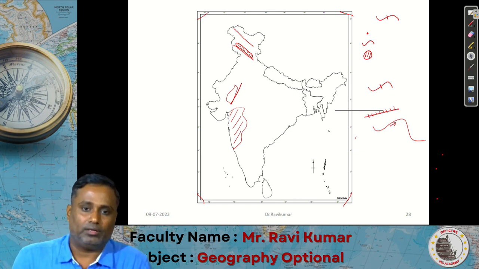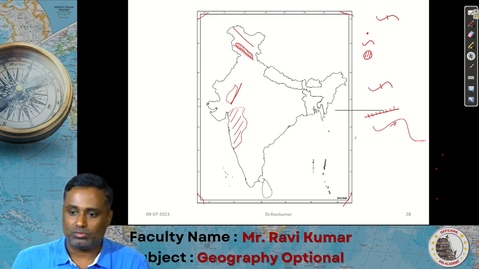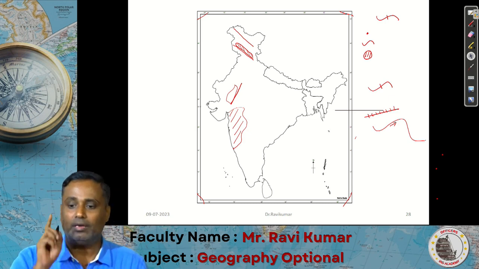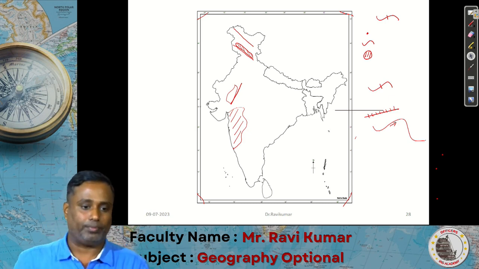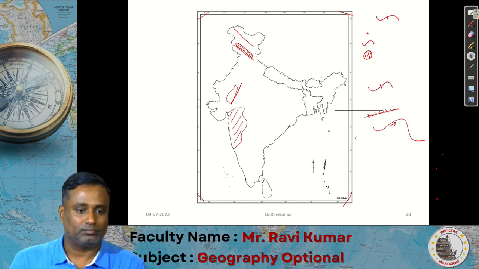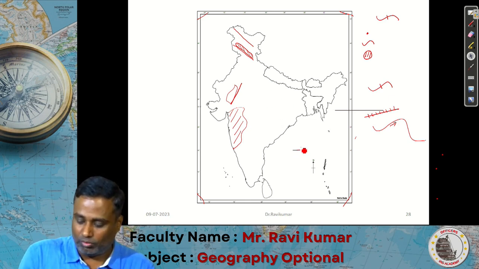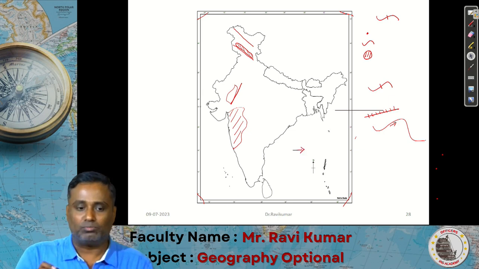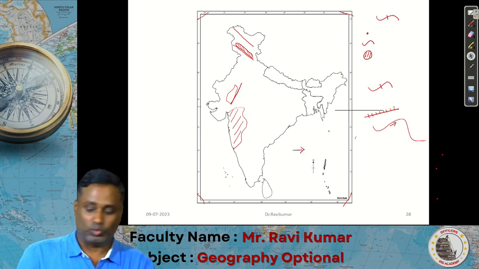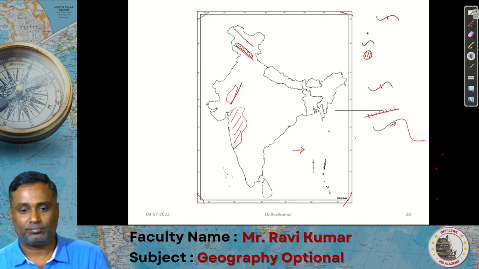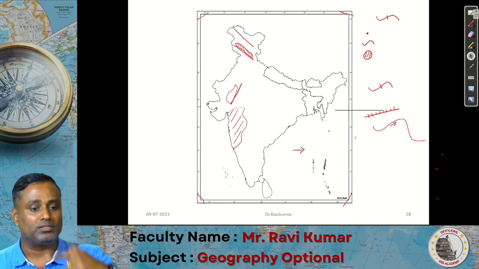Okay. Now I am saying what you should not use. Very important: we should not use any arrow mark inside the map. No arrow marks inside the map. If I make an arrow like this, it means something is moving on the geographical space. The arrow is a very important symbol if something is moving on the geographical space.